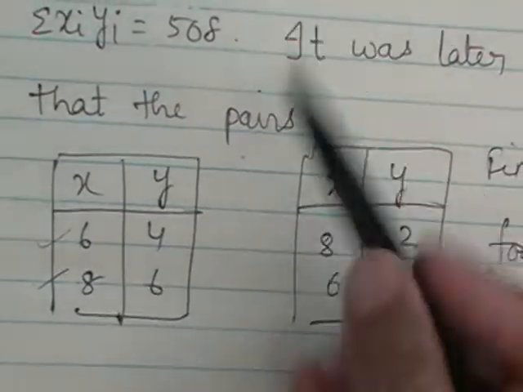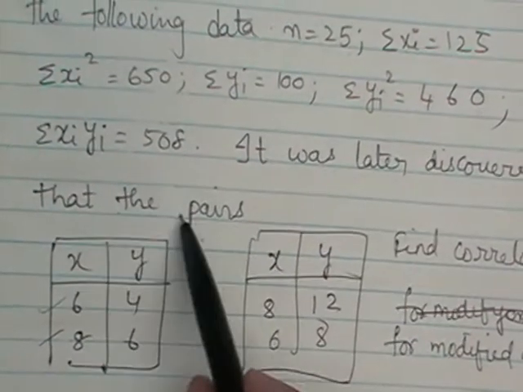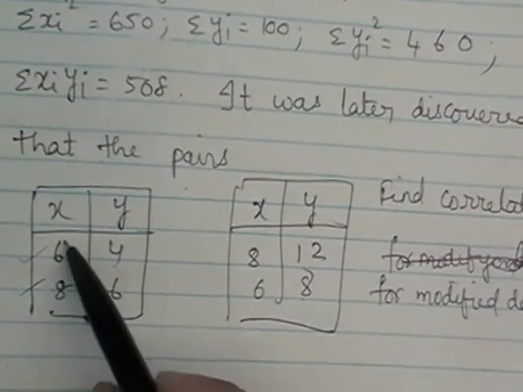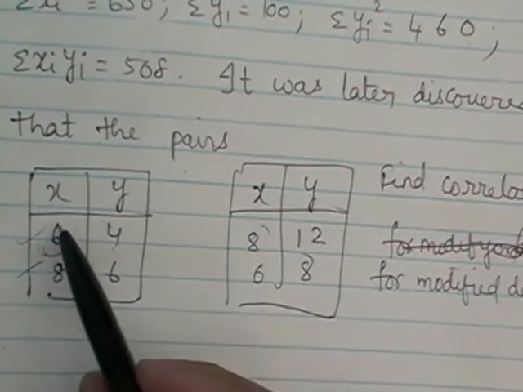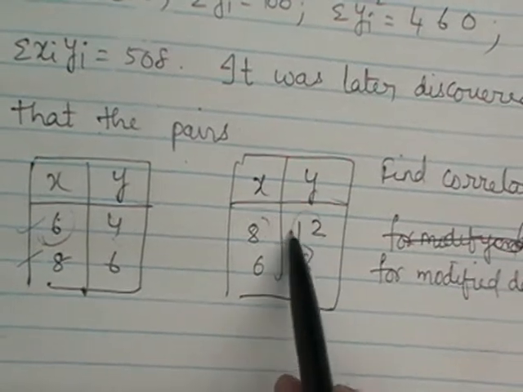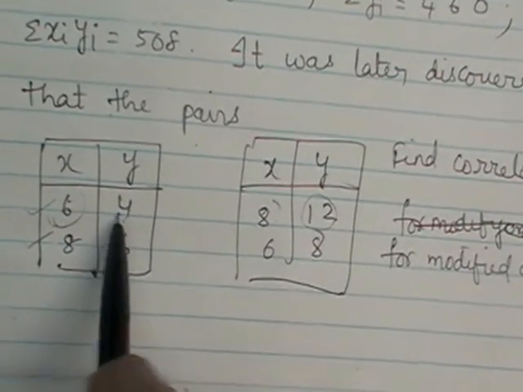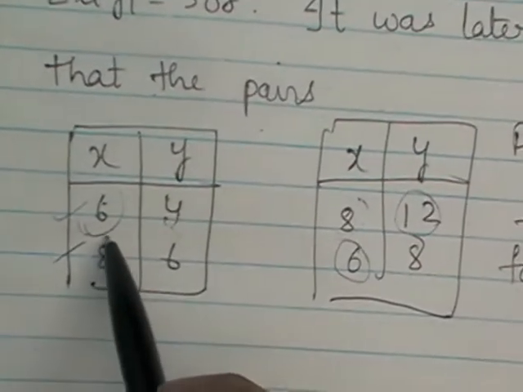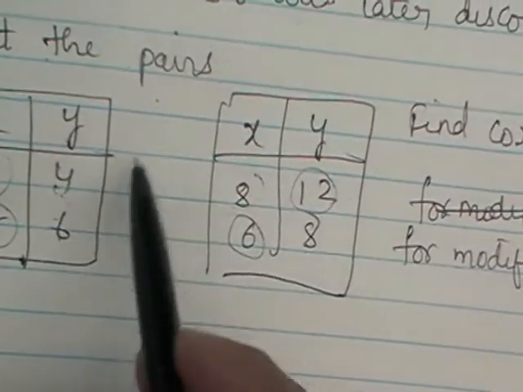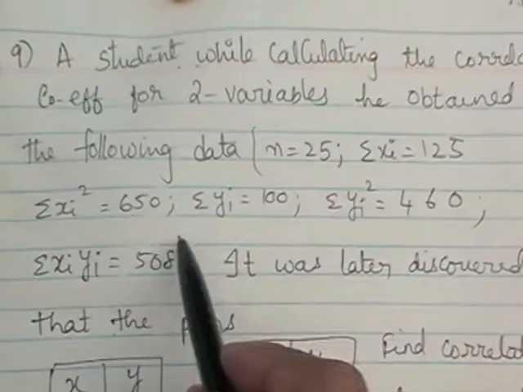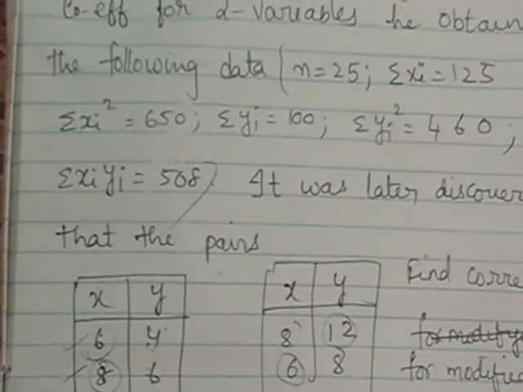But later on it was discovered that two pairs out of those 25 observations were mistaken. These were taken instead of these. The actual x observation is 8, but he took that as 6, and the corresponding actual y observation is 12, but he took that as 4. Similarly, the actual observations are 6 and 8, he considered 8 and 6. So with mistaken observations he got these values and calculated r for that.